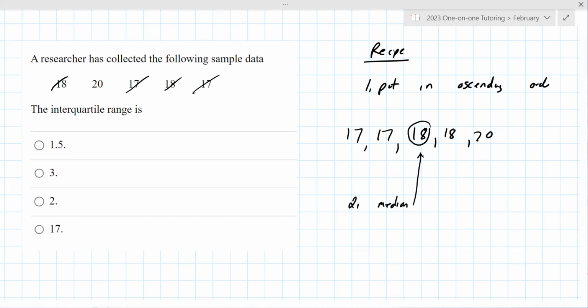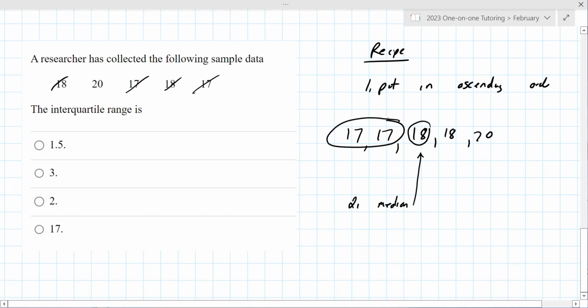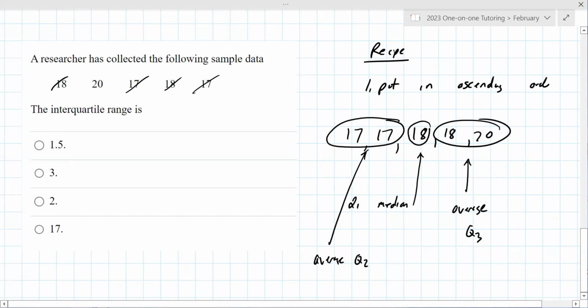Now the interquartile range, you have to split up. You basically look at the left half and the right half. What's a little odd here is because there's two numbers, you end up having to take an average of them to find Q3, and then an average of them to find Q1. So the 17 and 17 average is 17. The 18 and 20 average is 19.